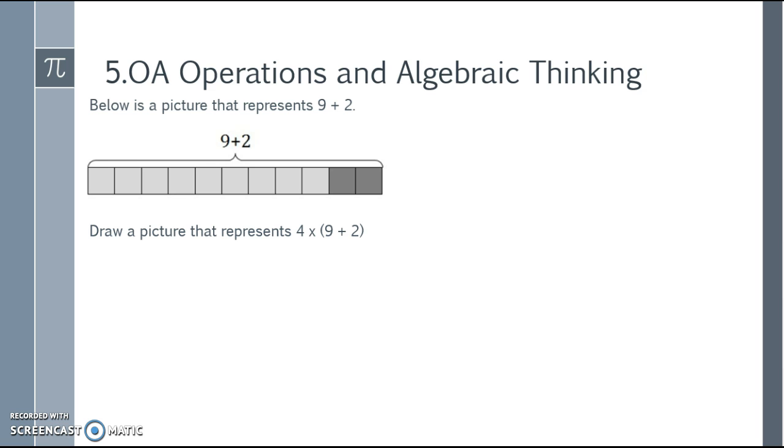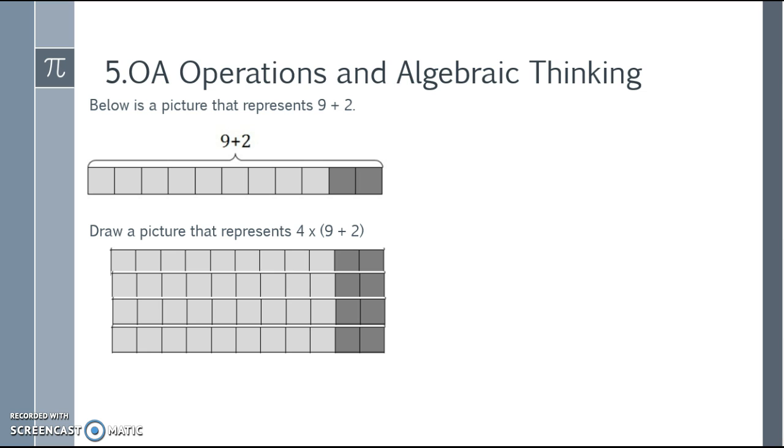Below is a picture that represents 9 plus 2. So I have 9 light gray and 2 dark gray for a total of 11 altogether. Let's draw a picture that represents 4 times the quantity 9 plus 2. Well, if this is 1, we would need 4 rows of 9 plus 2 to get our correct solution.